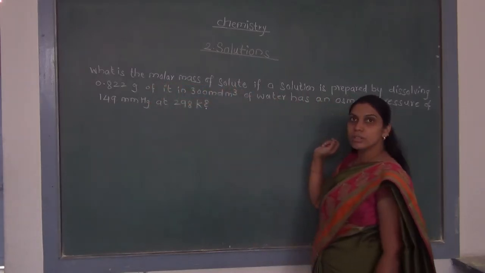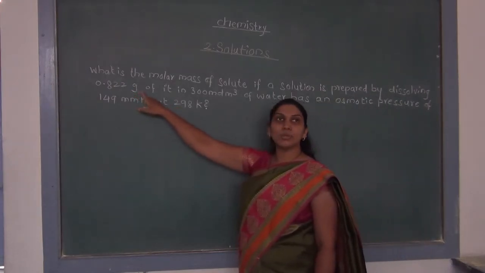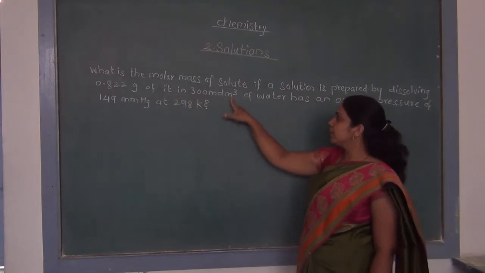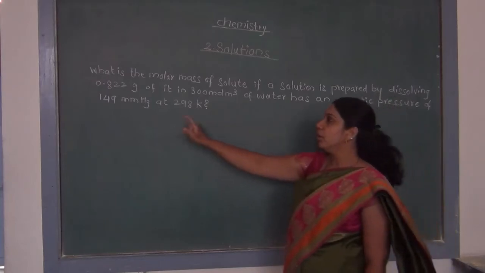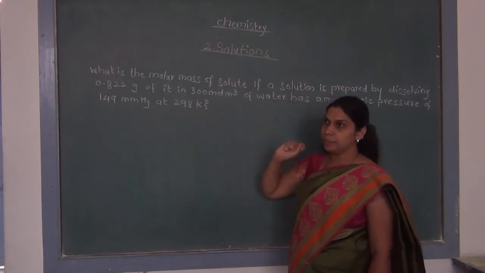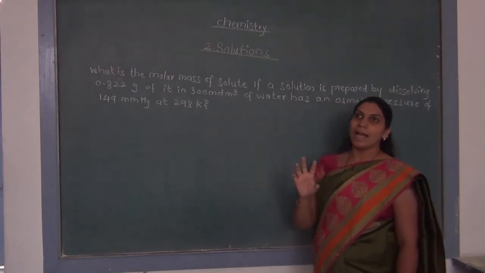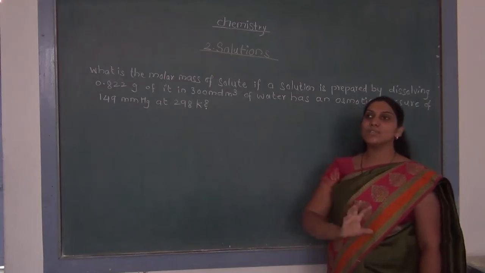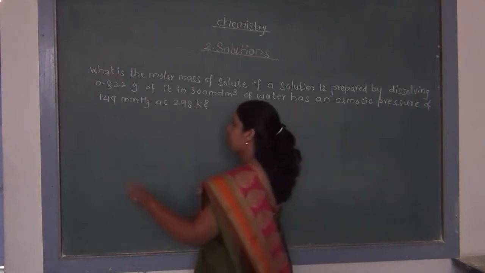If a solution is prepared by dissolving 0.822 gram of it in 300 dm³ of water, it has an osmotic pressure of 149 mmHg at 298 Kelvin. We have to find out the molar mass of solute, and for that we have been given different data. While solving the numerical, first of all we will write the given data.